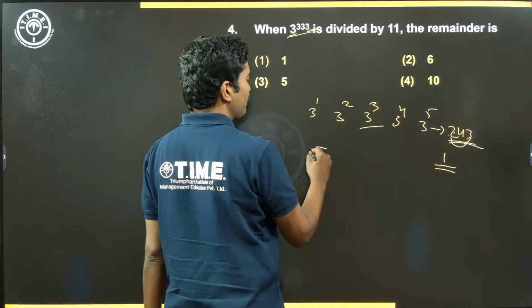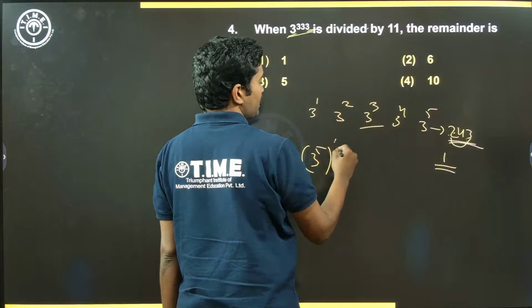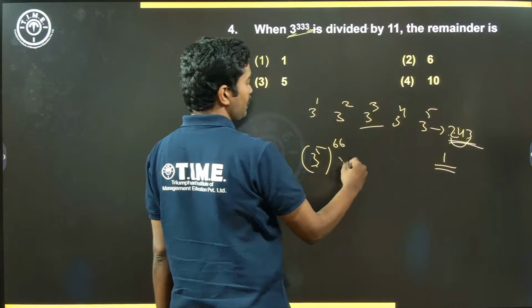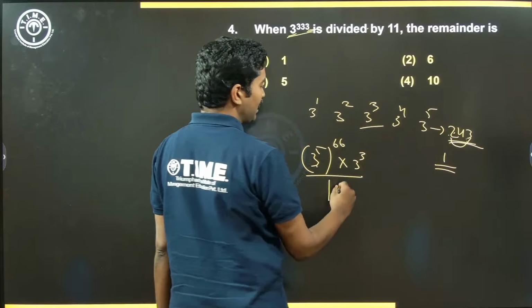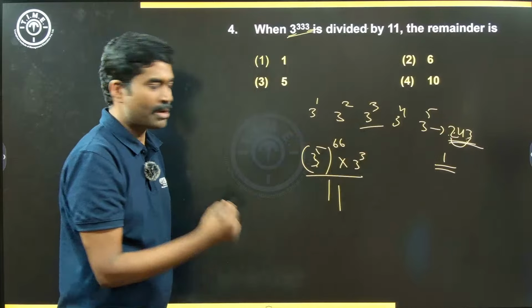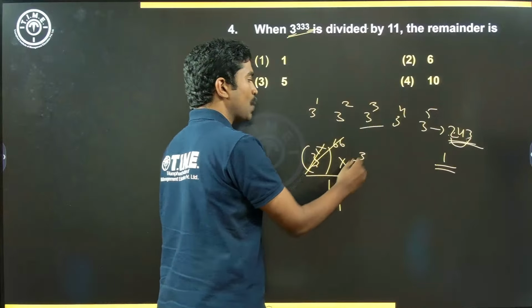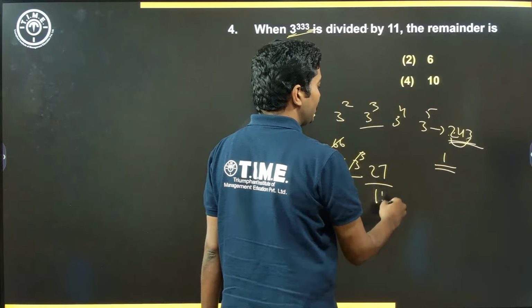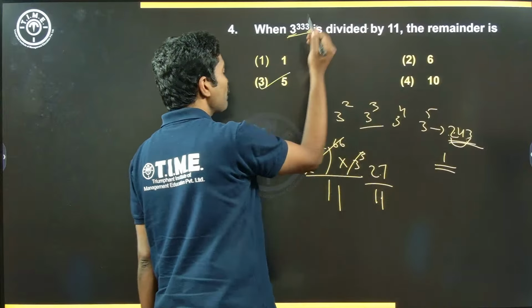So 3 power 333, I'll rewrite this as 3 power 330 into 3 cube divided by 11. 243 divided by 11, remainder is 1. 1 power 66 is 1. This is 27 by 11. 11 2s are 22, remainder 5.